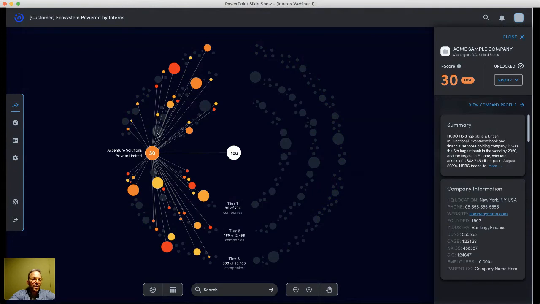So here you get to see this company, the shortest path for how it connects to you, but also get to read a lot more information. This is pulling from other areas of our platform, getting to know more about the specific company, right? Not just the score, but more information. There's a summary, there's a website, just a lot more relevant firmographics on this specific supplier.